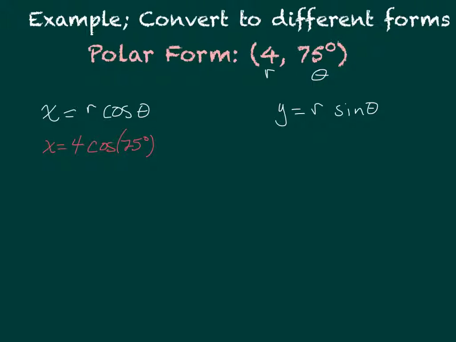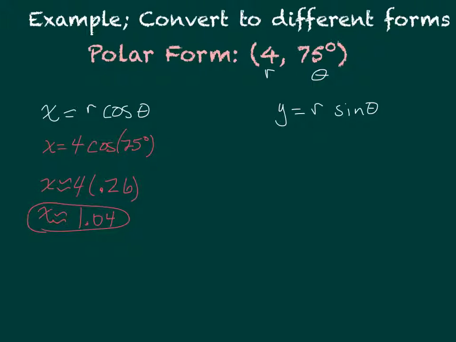Or we could estimate, as x is approximately equal to 4 times the cosine of 75, which is going to give us approximately 0.26. Okay, and then what we want to do is multiply those together. And we get x is approximately equal to 1.04.